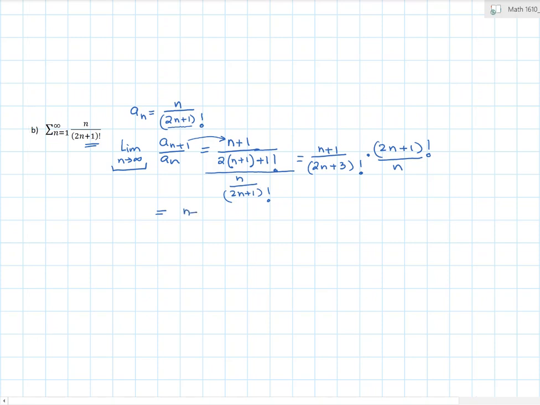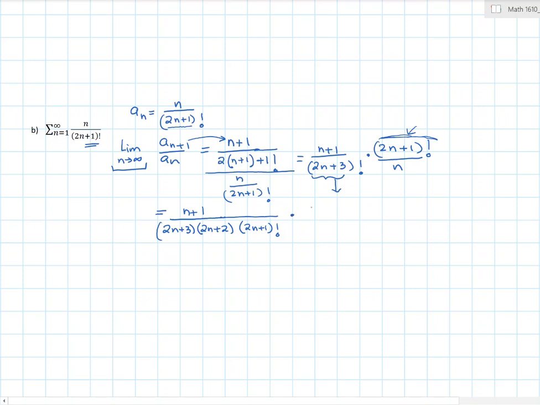So I'm going to have n+1 divided by, now (2n+3). Now remember, I have to cancel it with this guy. So I must bring it down all the way to (2n+1) factorial. So let's start. My first term would be 2n+3. The next term will be 1 less, which means 2n+2. And then I'll be left with (2n+1) factorial.